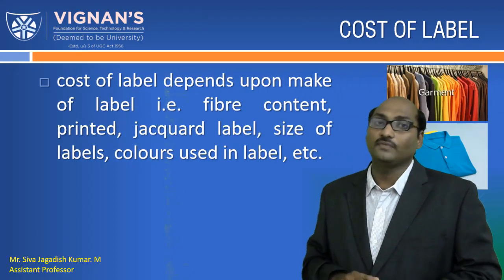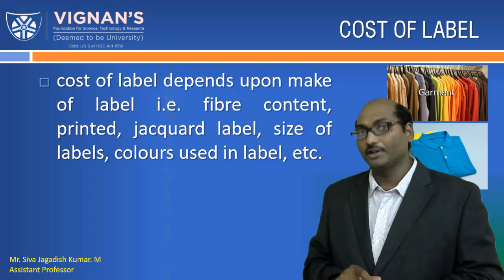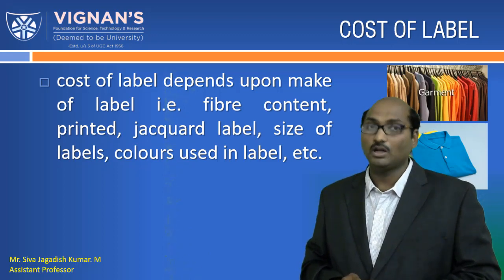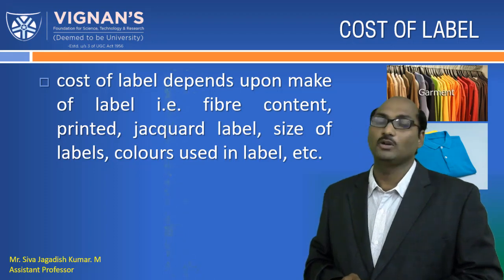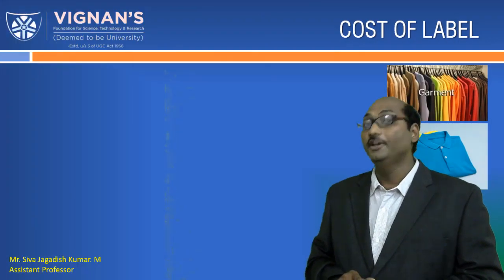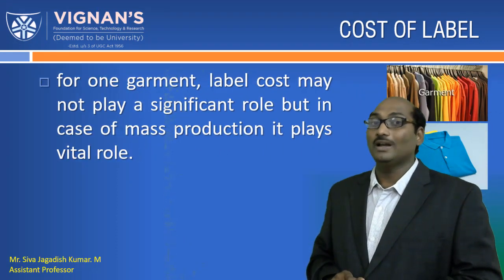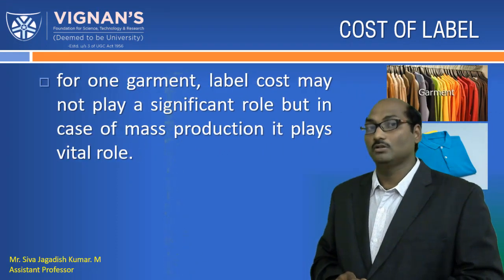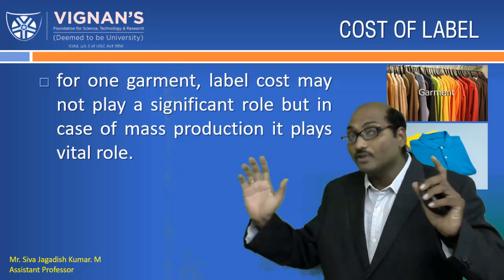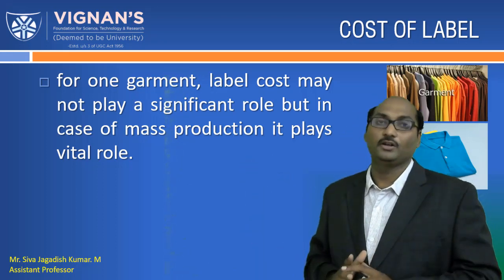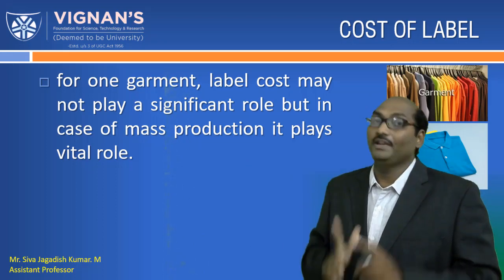So if you see the cost of label, it depends mainly upon the fiber content, whether it is a printed or jacquard label, the size of the label, and how many colors are used in that label. These are the ones which the cost of the labeling depends on. So for one garment, label cost may not play a significant role, but in case of mass production, it plays a vital role.